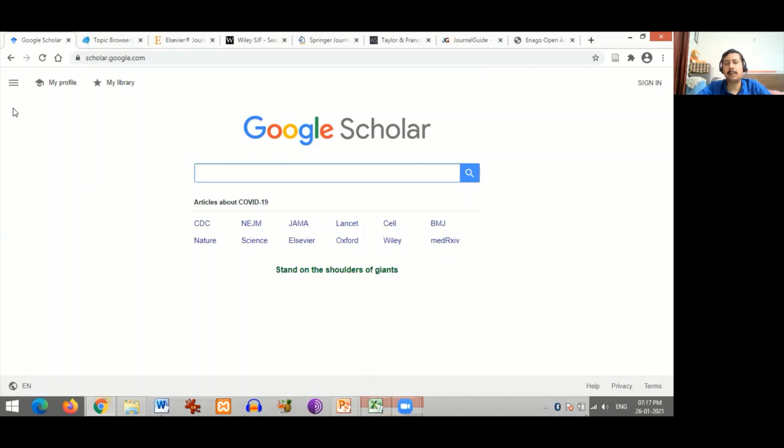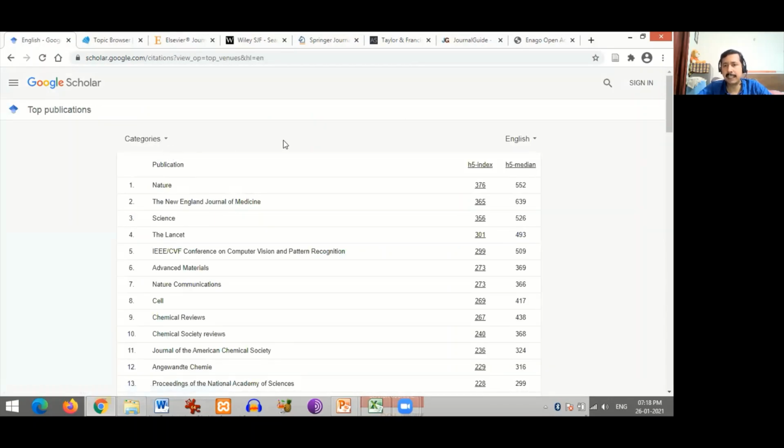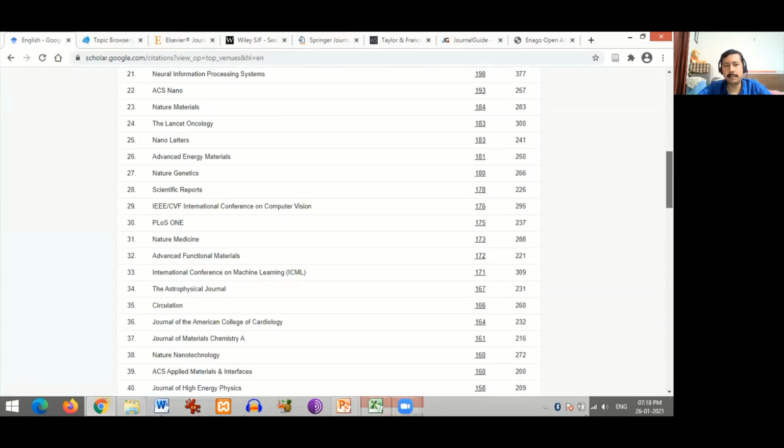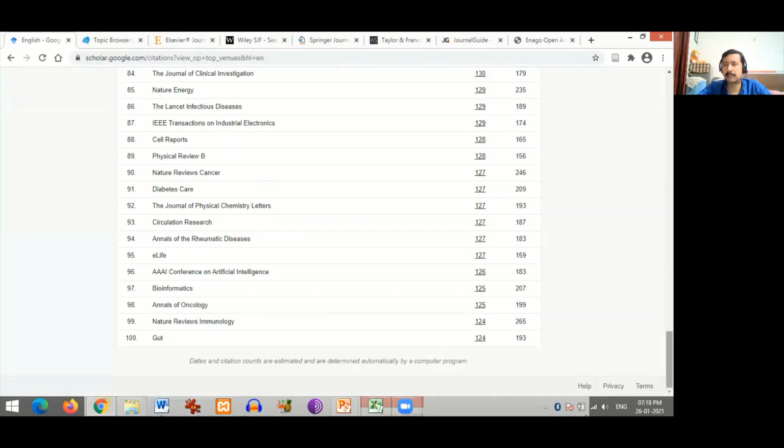On Google Scholar homepage, click on these three horizontal lines found on the top left corner. You will find some options here. One of the options is metrics. Click on metrics. On clicking metrics, you will get the top 100 journals according to Google Scholar.